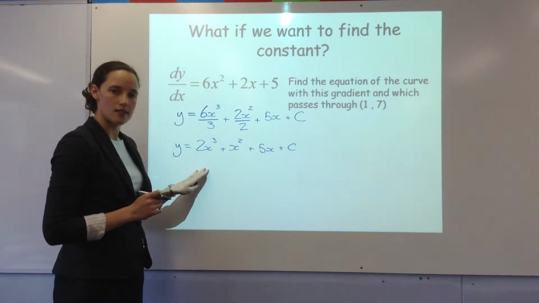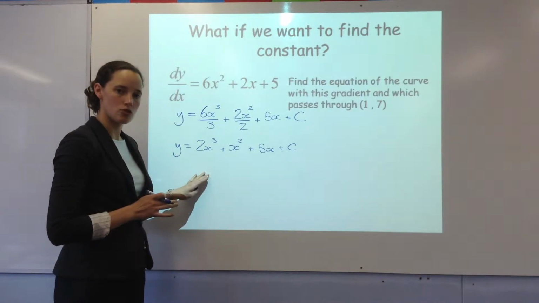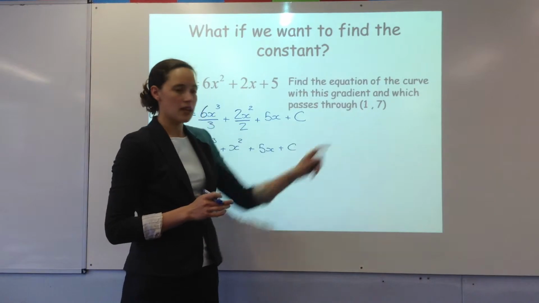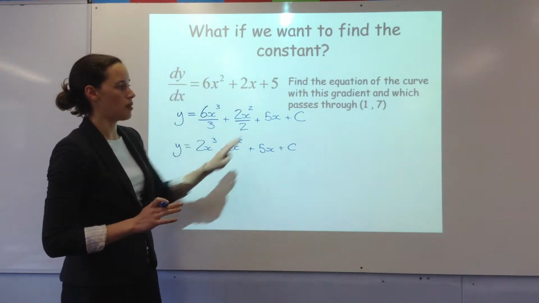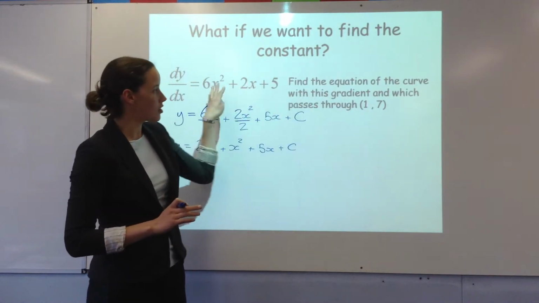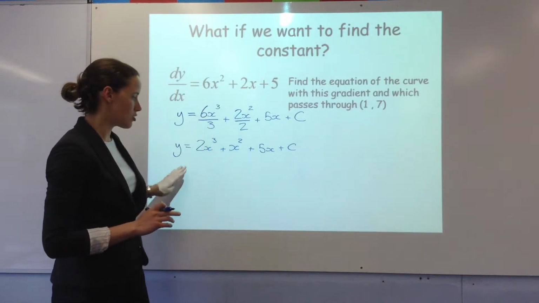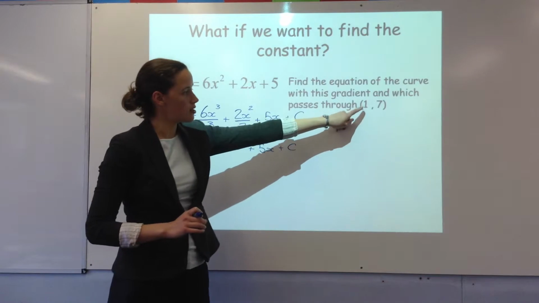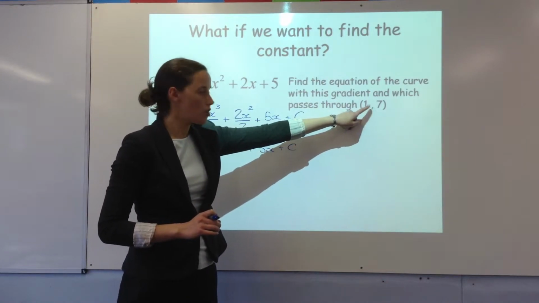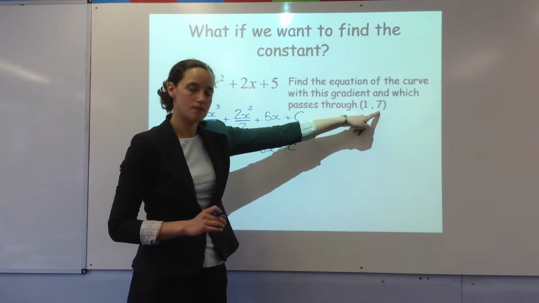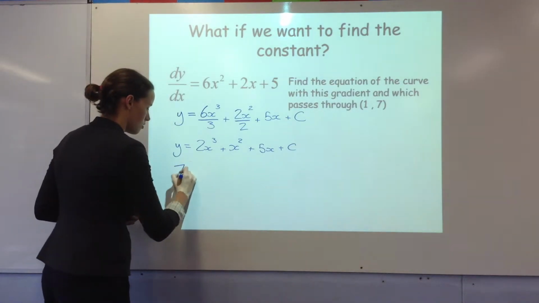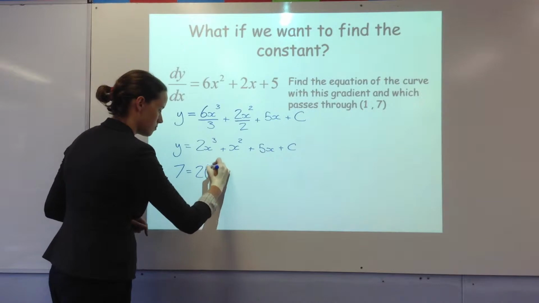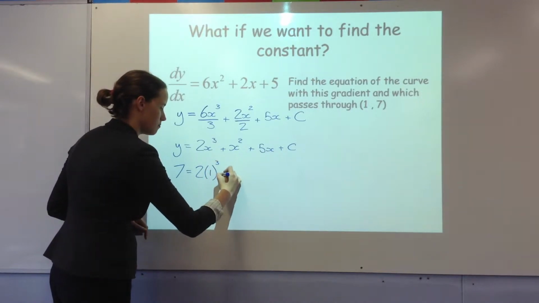So we've done what we did last lesson, and now we're going to use the extra bit of information that it passes through 1, 7. And it tells us that it is the curve that passes through this point. It's nothing to do with the gradient, it's the actual curve which will pass through that point. And all we need to do is substitute in that x is equal to 1 when y is equal to 7. So, y is equal to 7 when x is equal to 1. Let's just substitute it in.